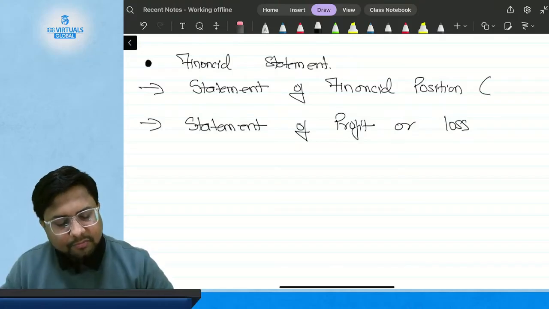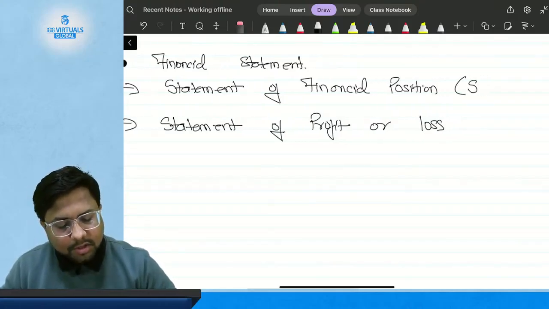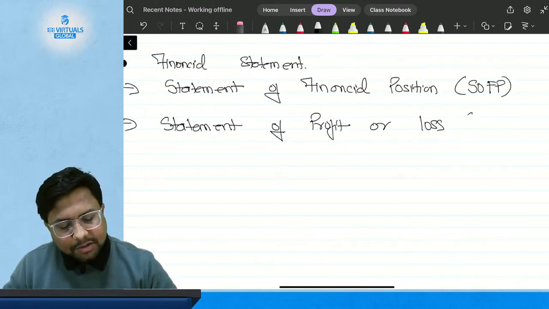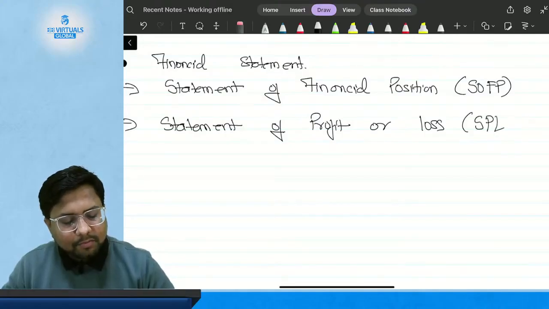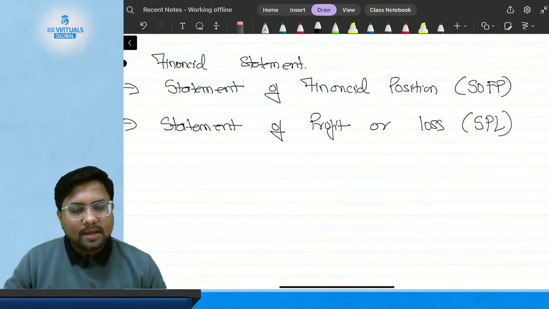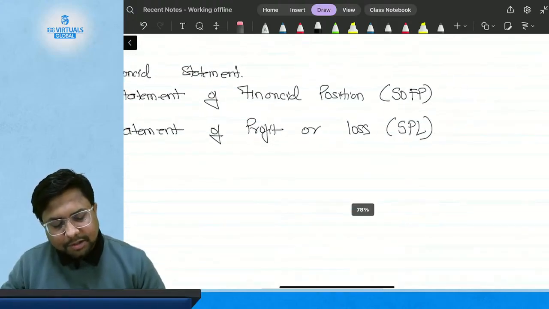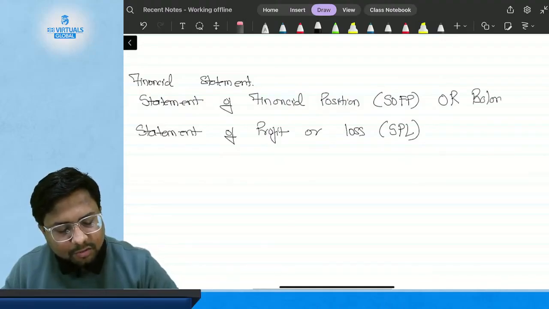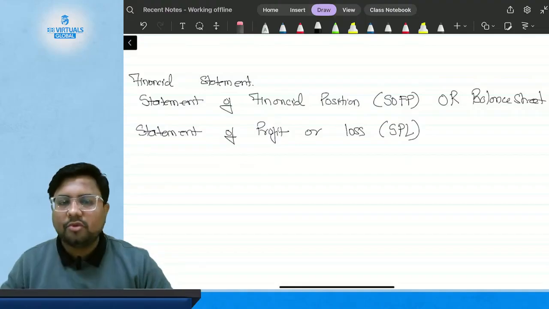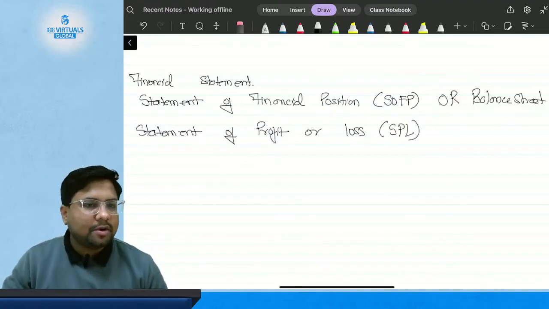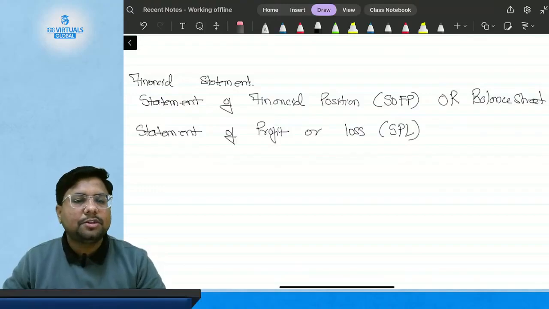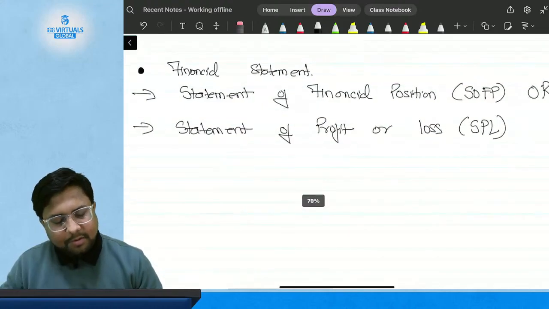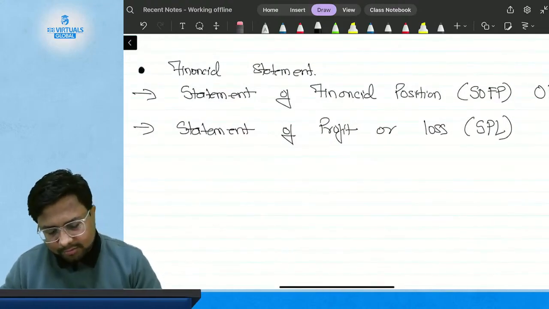The statement of financial position is called SOFP in short, and the statement of profit or loss is called SPL in short. The statement of financial position is also called as balance sheet. So if you are from commerce background, then you must have heard of balance sheet. So the statement of financial position is nothing new. It is the same, that is balance sheet. And the statement of profit and loss is the same as in our school level also.